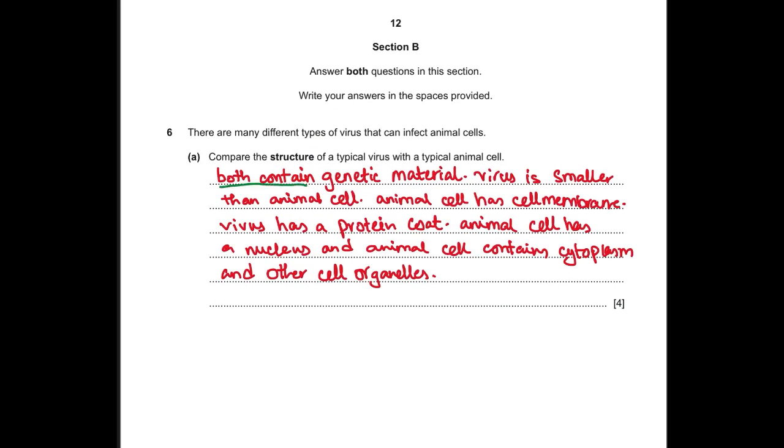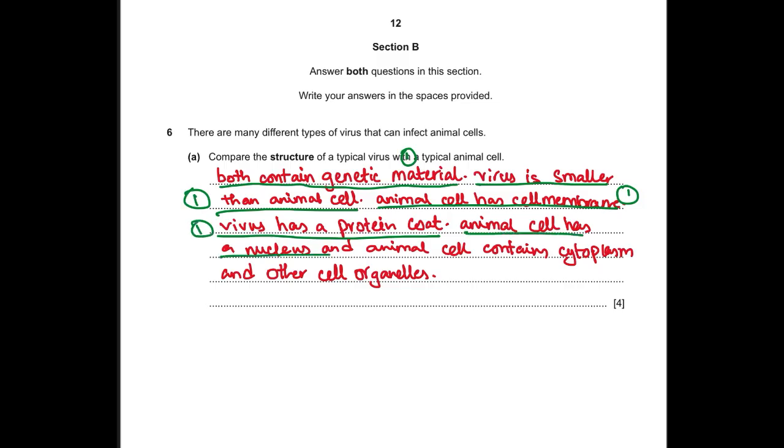Okay, so 1 mark is for the similarity, and then 1 mark for each point, which is virus is smaller than animal cell. 1 mark for this. Animal cell has a cell membrane. This is a mark. Virus has a protein coat, and animal cell has a nucleus. This is also a mark. Animal cell contains cytoplasm and other cell organelles. Another mark, but you can write any 4.